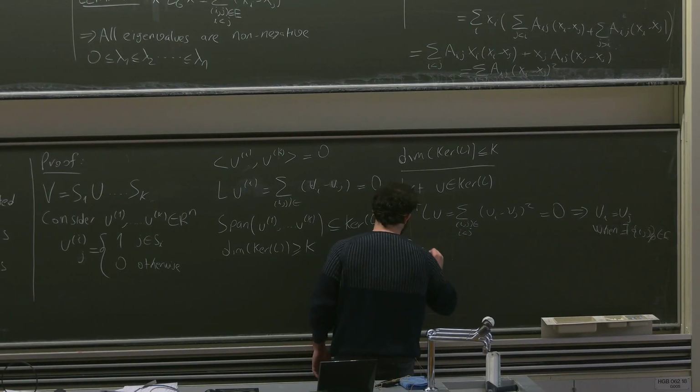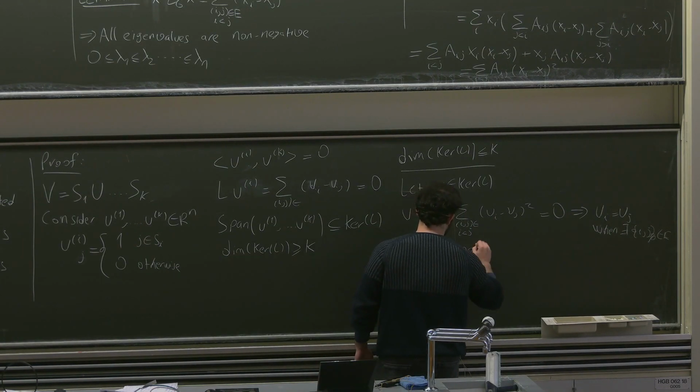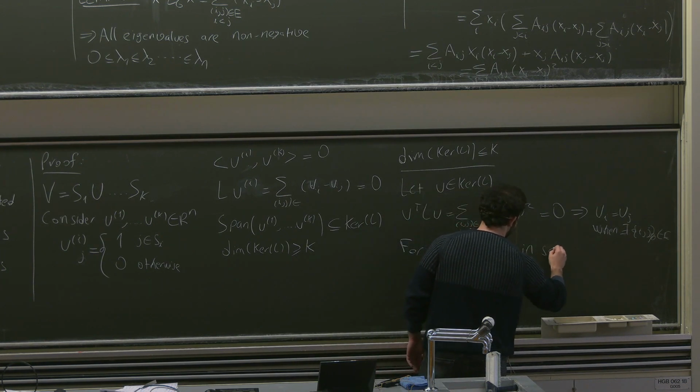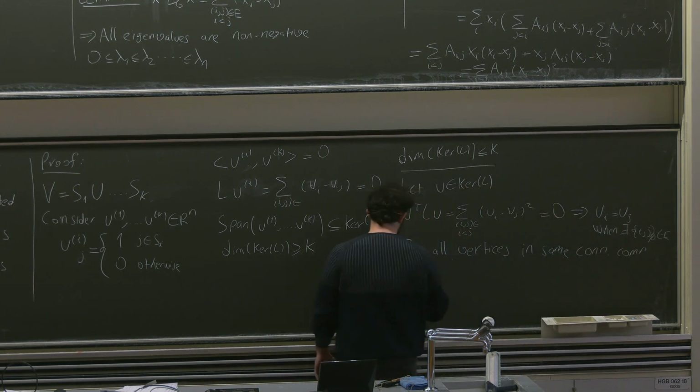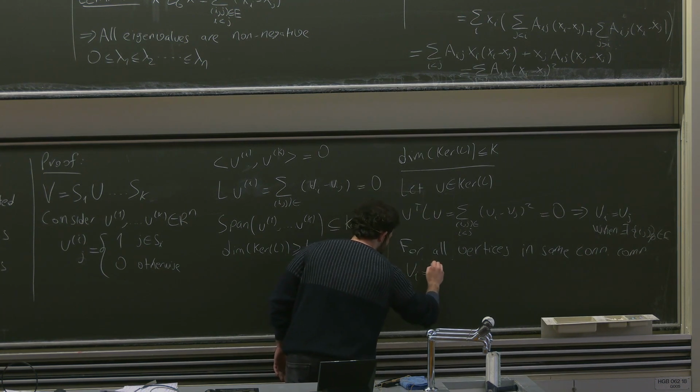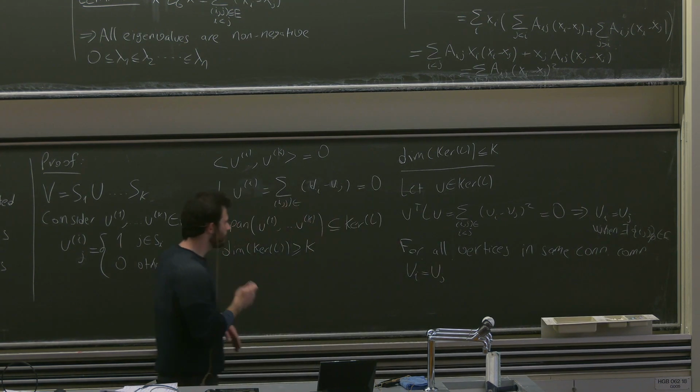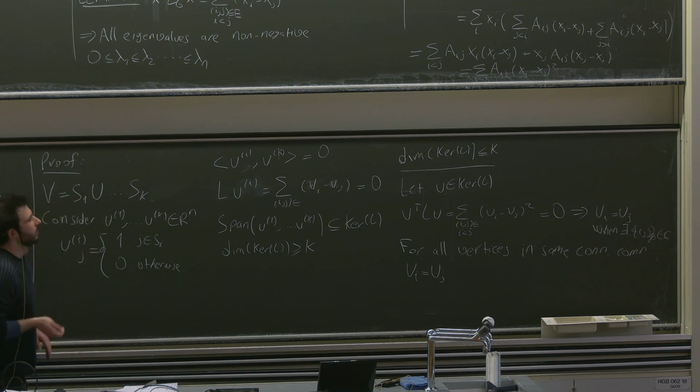So for all vertices in the same connected component, we have that ui is equal to uj. And what this means is, okay, what were these vectors ui? They were vectors that have all ones in the connected component.